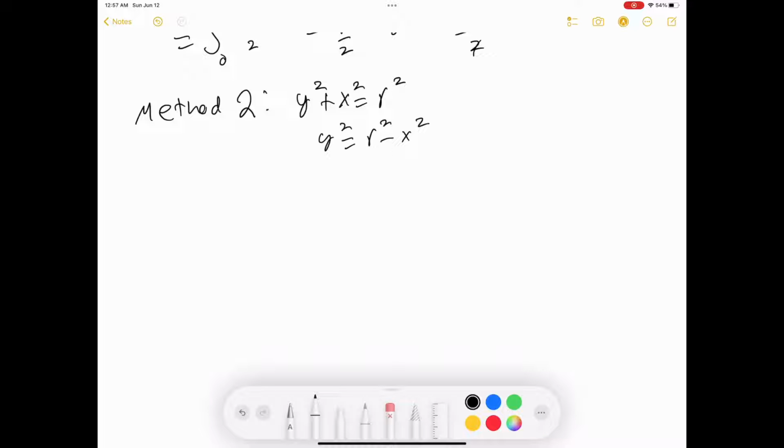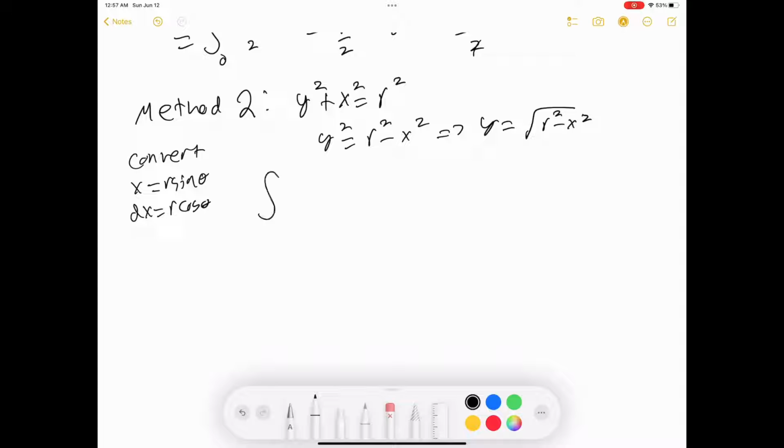Next, we're going to use the equation for a circle, which is x squared plus y squared equals r squared. Rearrange the terms to get it in terms of y. Now, the next thing we're going to do is a little bit more complicated, and it's just going to be converting into polar coordinates here. So x is going to be r sine theta, y would be r cos theta, but we don't have to substitute in for y, right, because we're going to be integrating that function there.